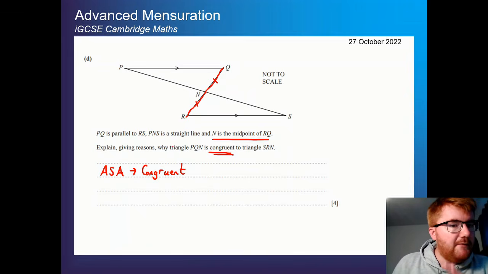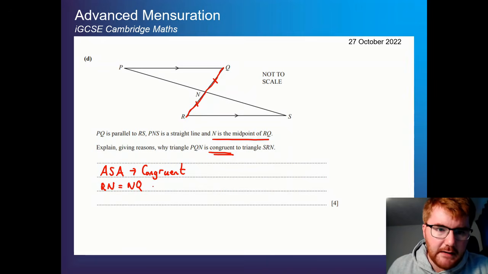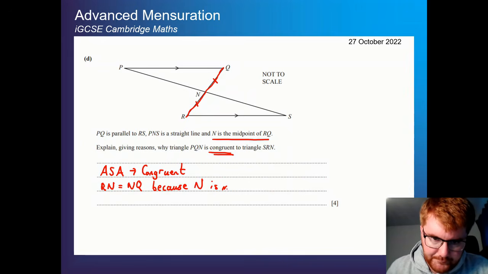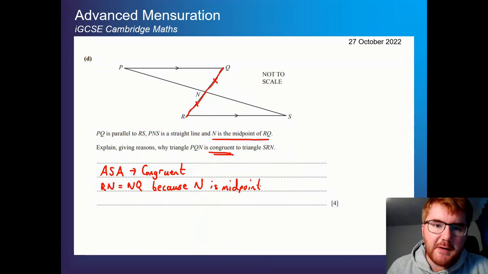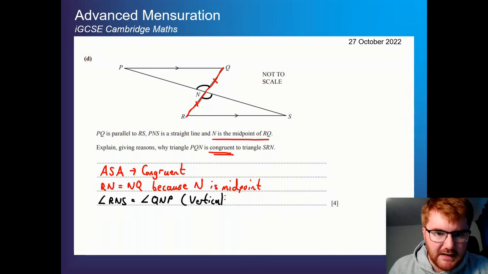So what does that mean? Well, first of all, we can show the sides. So RN is equal to NQ. So they have one side in common because, and we'll write a reason in here, N is midpoint. And now we just need to show two angles are the same. And I think the easiest way of doing this is using this angle here and this angle here. These are what's called vertically opposite angles. So angle RNS is equal to angle QNP. And our reason here is because they're vertically opposite. You need to write that word in to make sure we're getting the marks here.